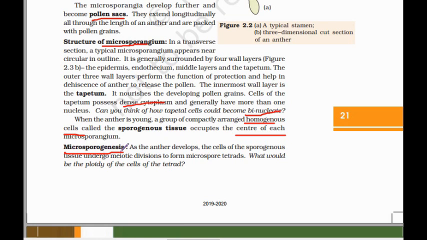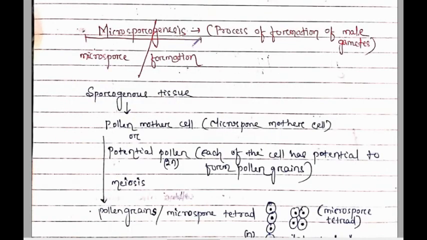Microsporogenesis, genesis means formation. So the process of formation of this microspore or pollen grain is known as microsporogenesis. As this anther develops and gets mature, the cells of the sporogenous tissue form the microspore mother cell, which undergoes meiotic division to form microspore tetrad. Microsporogenesis is the process of formation of this male gamete or microspore.